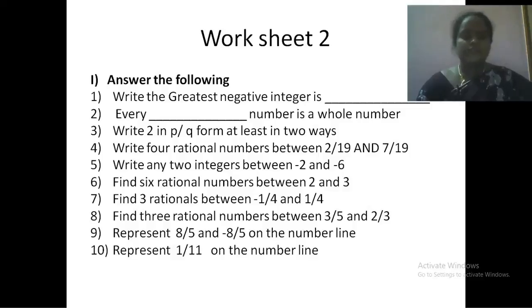Sixth one, find 6 rational numbers between 2 and 3. Seventh, find 3 rationals between minus 1 by 4 and 1 by 4. Eighth one, find 3 rational numbers between 3 by 5 and 2 by 3. Ninth one, represent 8 by 5 and minus 8 by 5 on the number line. Tenth, represent 1 by 11 on the number line.